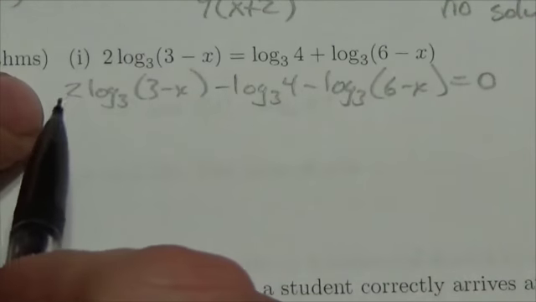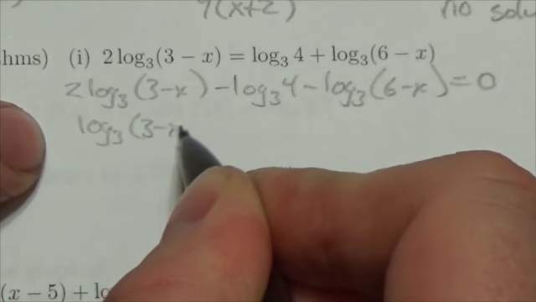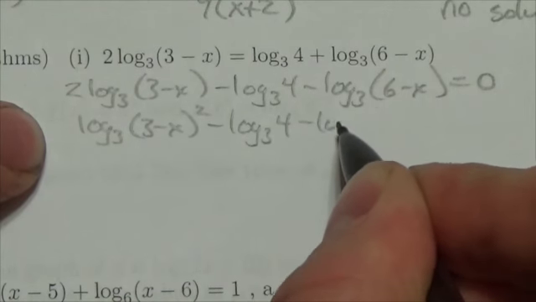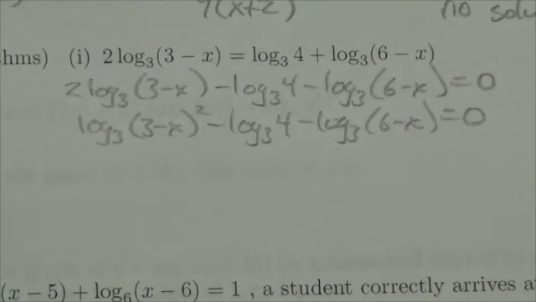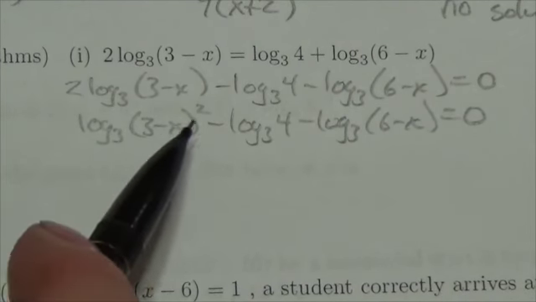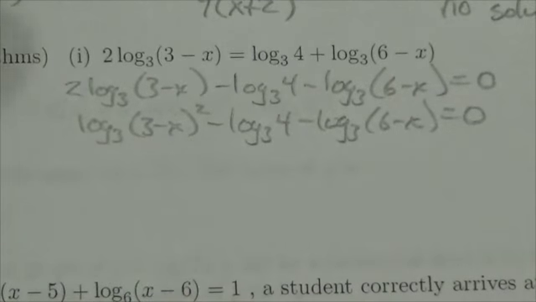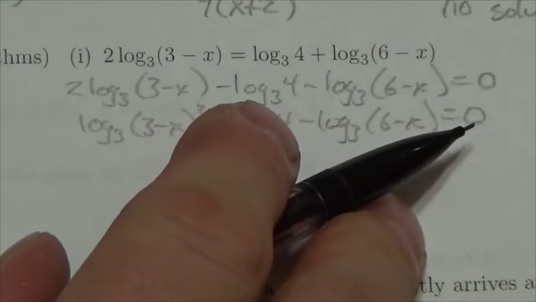You're going the wrong way. The first thing we're going to do is bring that 2 up. So this becomes the log base 3 of (3 minus x) squared minus the log base 3 of 4 minus the log base 3 of (6 minus x). So in the first step, just like we did in some of those previous questions, the first step is to get rid of the coefficients, and now we can move on and deal with the subtraction. And remember, to do this correctly, you start on the left and you move to the right.